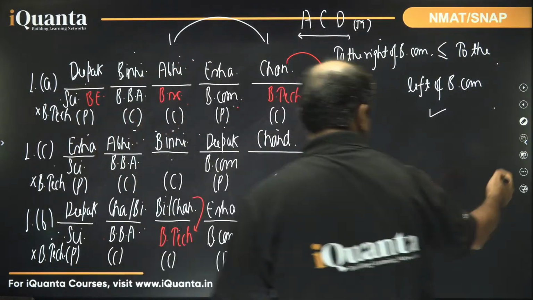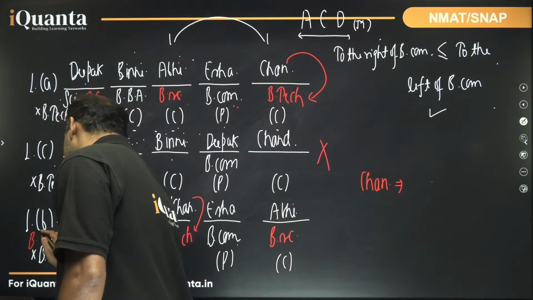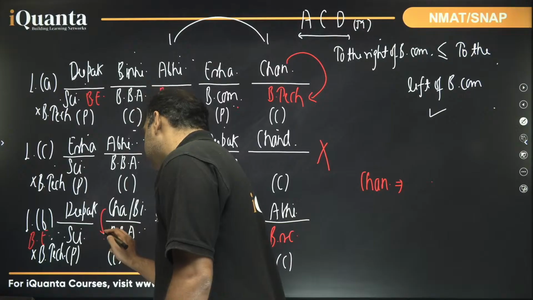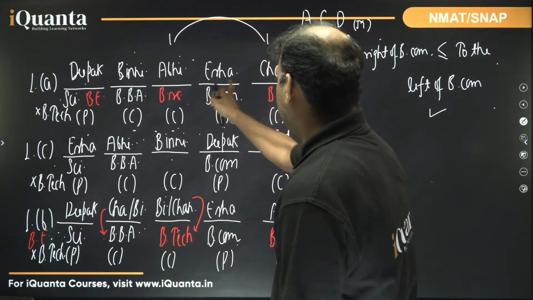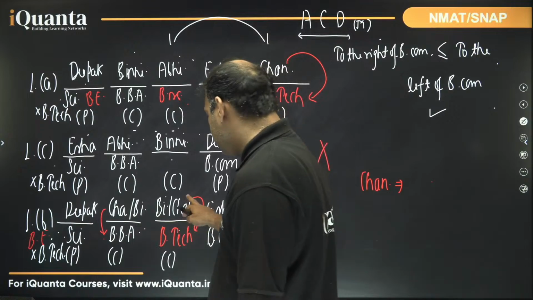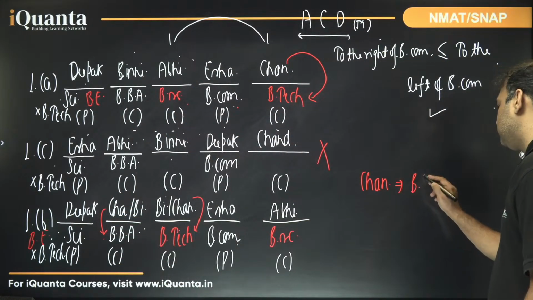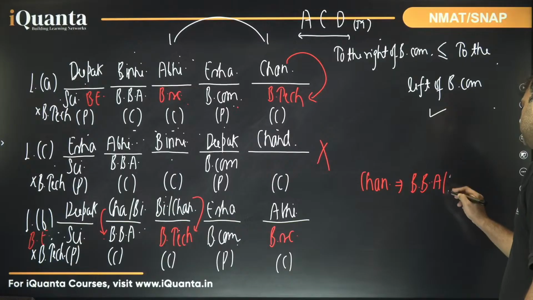Right, this Deepak is B, right? Okay. So Chandan is either BTech or BBA. My mistake, guys. In the first case, Chandan is definitely BTech. In the second case, that's not possible. In the third case, Chandan is BTech or BBA, right? Either BTech or BBA. Okay, now this is correct.